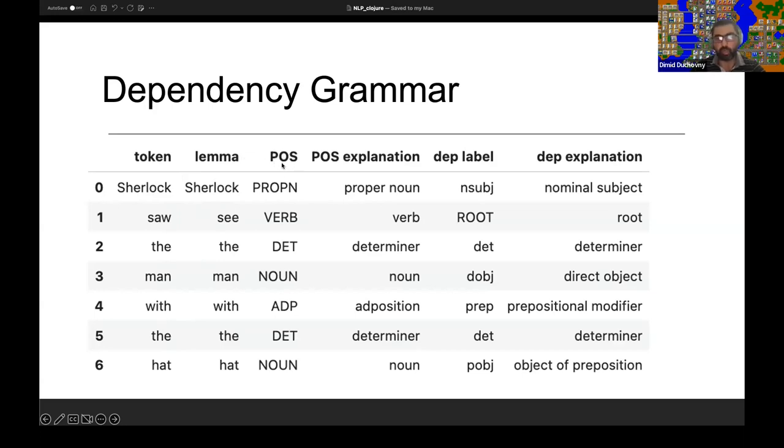POS stands for part of speech. For example, here, Sherlock is a proper noun. It's a name. And here, saw is the verb, the determiner, and so on. Here you can see the grammatical label, the dependency label. For example, here, nominal subject. Saw is the main verb of the sentence, and hence it's the root, and so on.